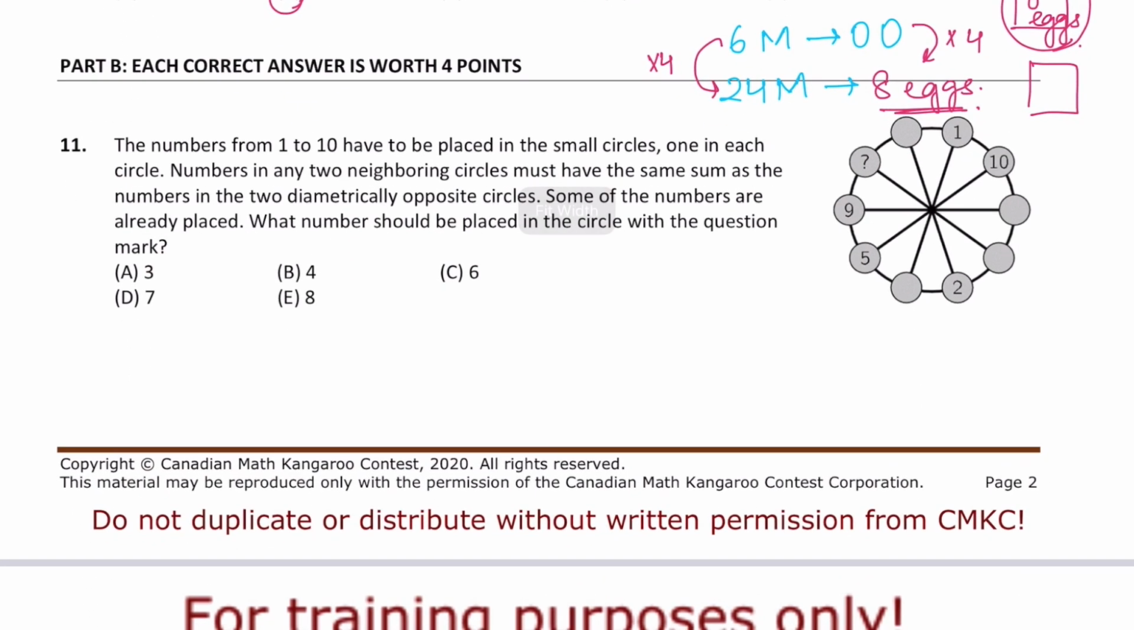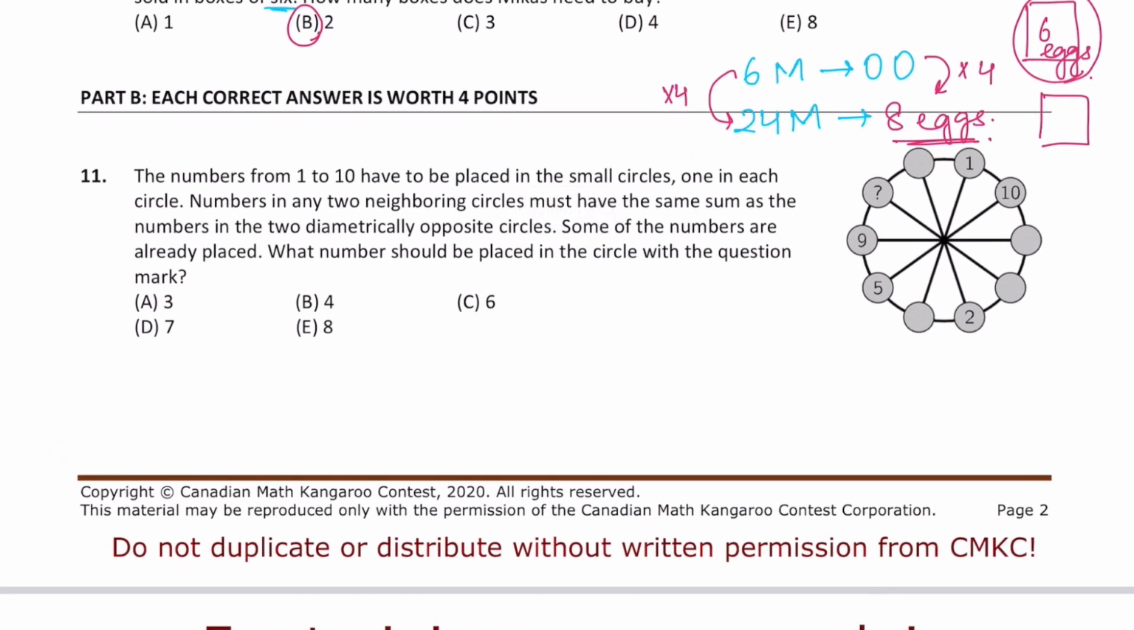Awesome. This question is like a merry-go-round. The numbers from 1 to 10 have been placed in small circles, one number in each circle. Numbers in any two neighboring circles must have the same sum as the numbers in the two diametrically opposite circles. Diametrically opposite means across the diameter of the circle.